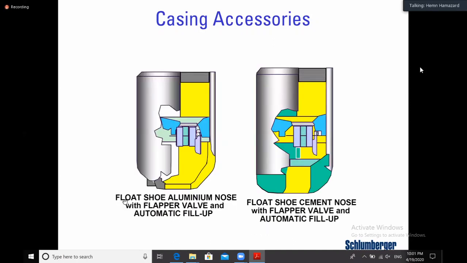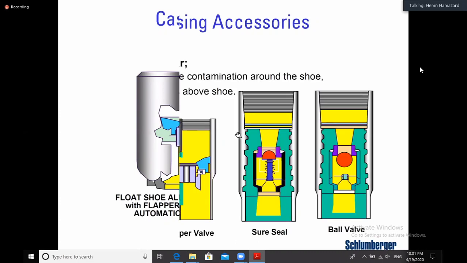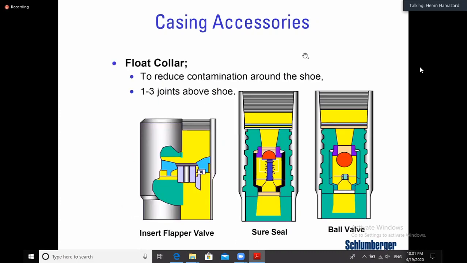You also have the float shoe, like this one. It has different types of shape at the bottom. The nose has different types, and the valve also has a different mechanism. It's either flapper or spring or whatever. And then we have the float collars. Usually, like I said, from the very bottom you have the float shoe, and then 1 or 2 or sometimes 3 joints of normal casing, and then you have a float collar.